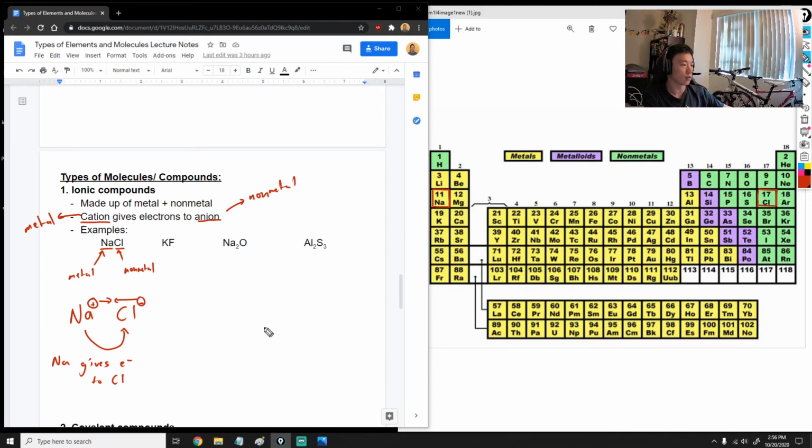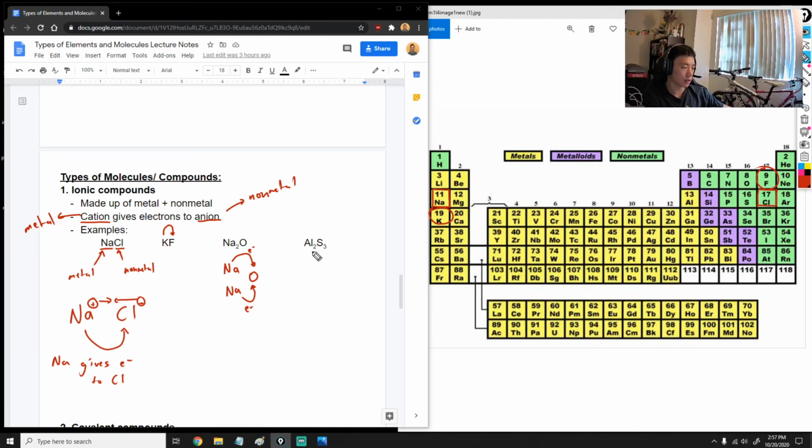We'll go more into detail about that next time, but just know that the metal is going to give electrons to the nonmetal. So here we have KF. K is right here, potassium, and F is fluorine. K is going to give electrons to fluorine. We have some instances where we have more than one metal. Here we have two Nas and we have an O. This molecule might look something like this: Na, there's two of them, and then there's an O, and both of them are going to give electrons to O.